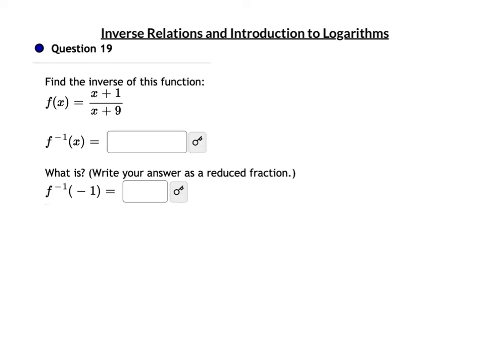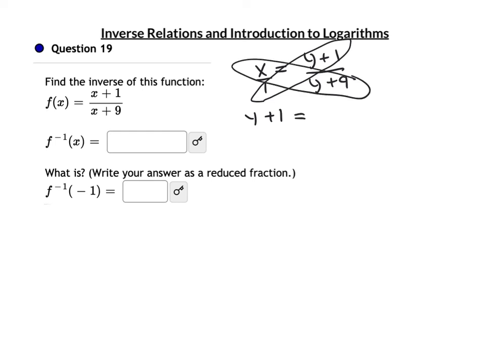Let's find the inverse of that function. We'll swap the variables. x equals y plus 1 over y plus 9. Notice that we have y's in two spots. We're going to have to find a way to get y by itself. To do that, I'm going to put this x over 1, and then I'm going to cross multiply. I'm going to take 1 times y plus 1, which is y plus 1, and on the other diagonal, I'm going to take x times y plus 9 and distribute. That'll be xy plus 9x.